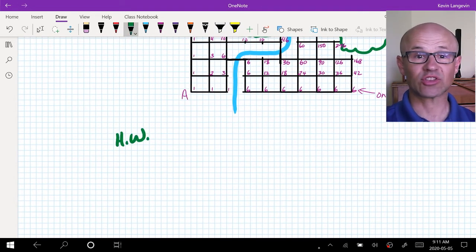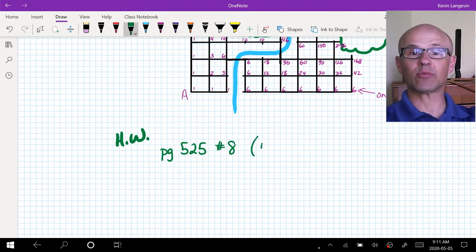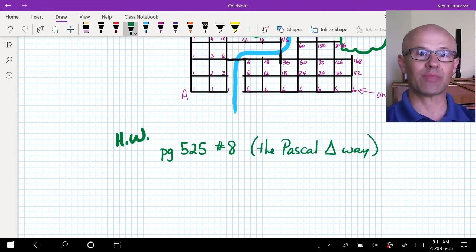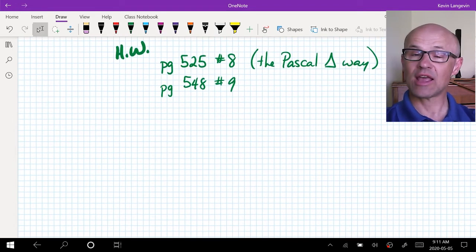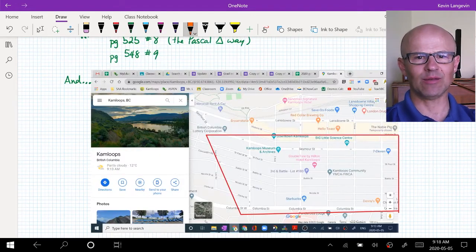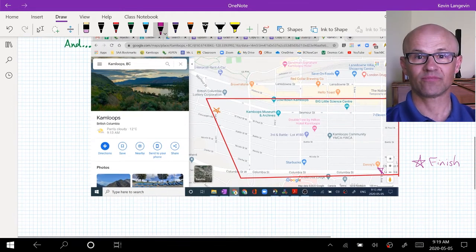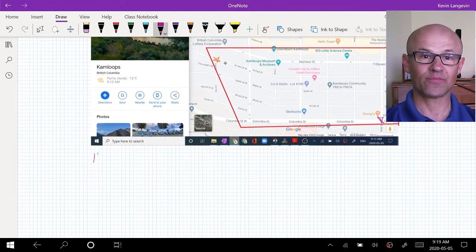Homework. I'm just asking you to do a couple of problems out of the textbook. Number 8 we've already done, but I want you to do it the Pascal triangle way. Page 548 is something new. And let's take a look at Kamloops. How many ways are there to get from my starting point that I've marked off on the map to Denny's, my finishing point?